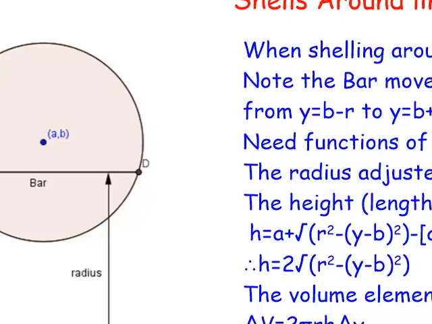We're going to have to work out the height. When we flatten out these shells, remember they're rectangular prisms, and their length is the circumference. Their width, in this case, is delta y, and the height is actually just the length of the bar. You can see AB.